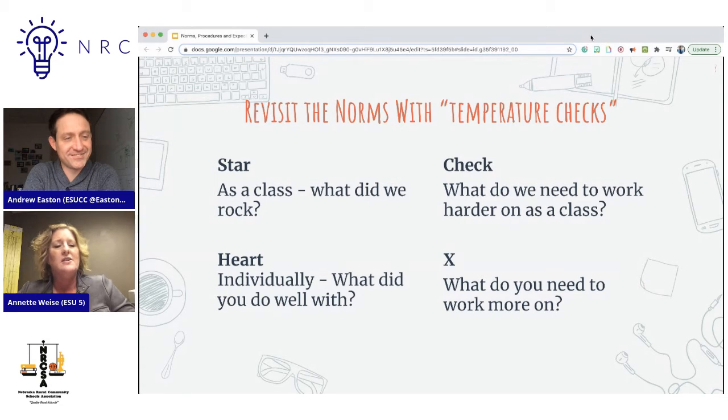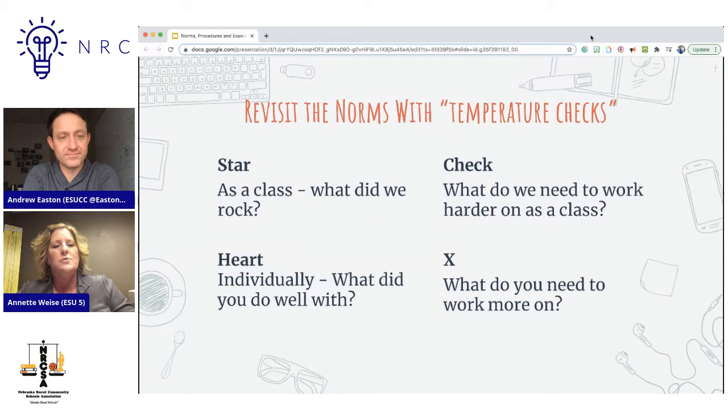So there's a star stamp. As a class, what did we really rock today? In these norms, what did we really do well with? And each person could put their star stamp beside the norm that they thought we really did a great job with.